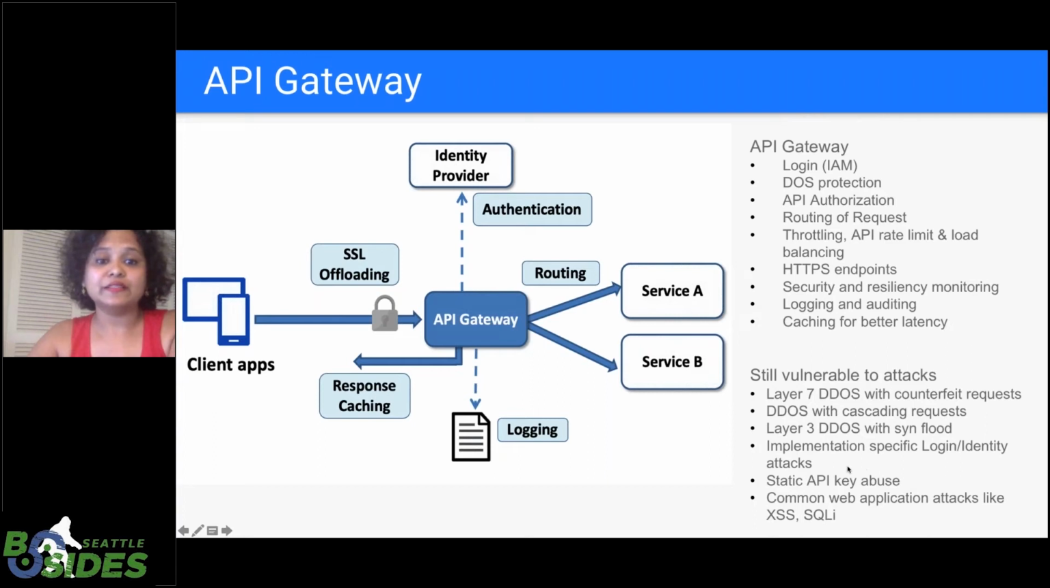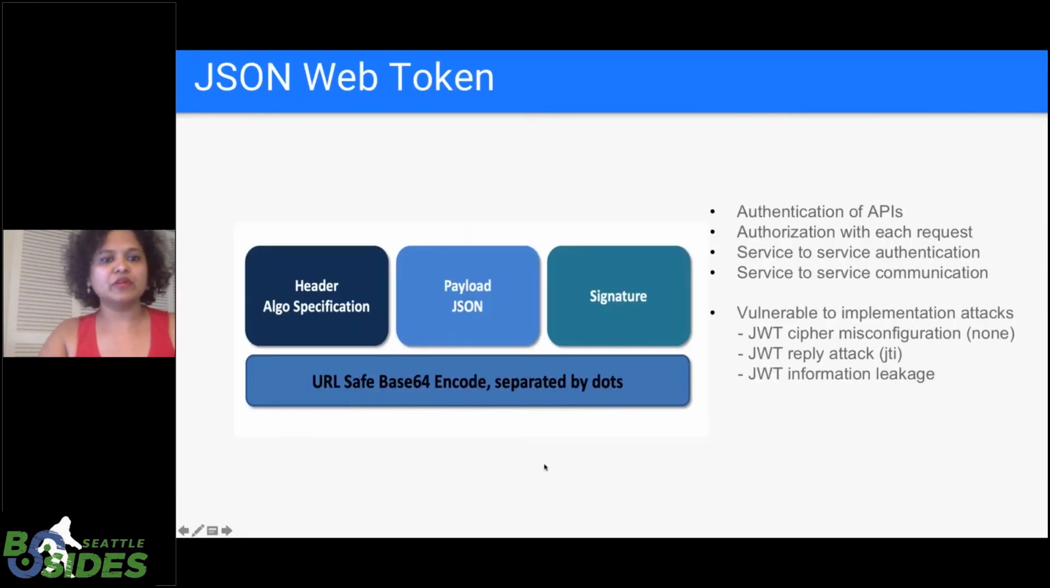Next one is, if there are any implementation specific login or identity attack, let's say related to JWT token, then that is not something API gateway can take care of. It's a design pattern, so it obviously has some security features, but there are definitely some attacks it cannot handle. For example, cross-site scripting and SQL injection. So it is the responsibility of the developer to ensure that these implementation specific attacks are taken care of at code level.